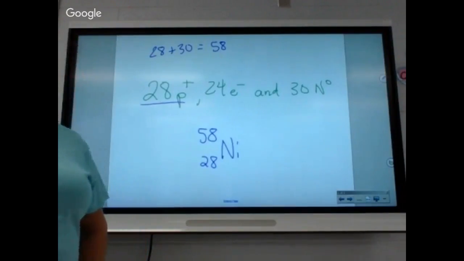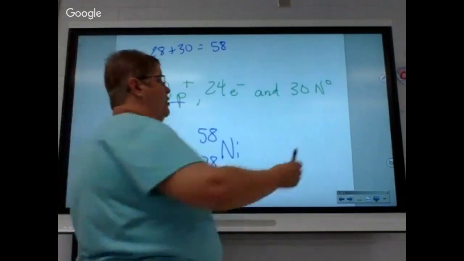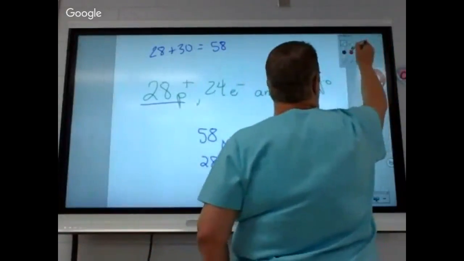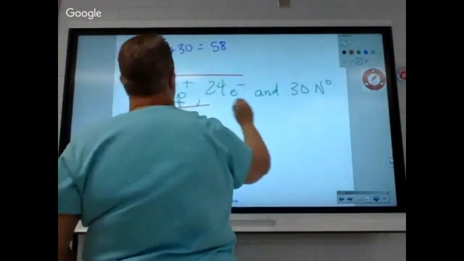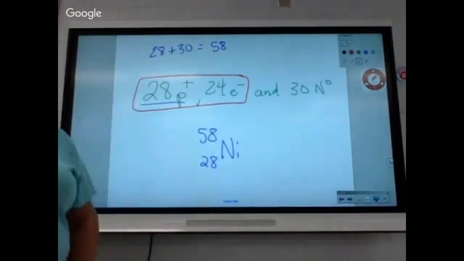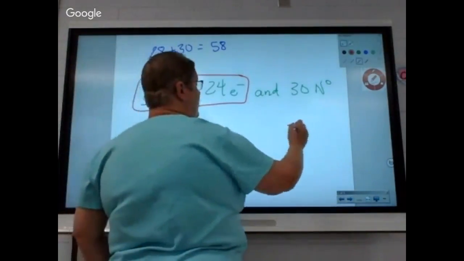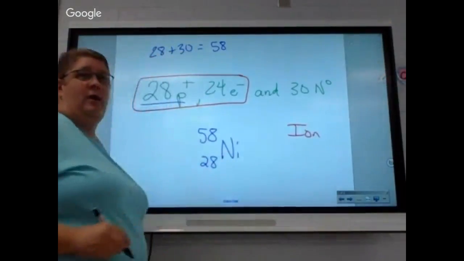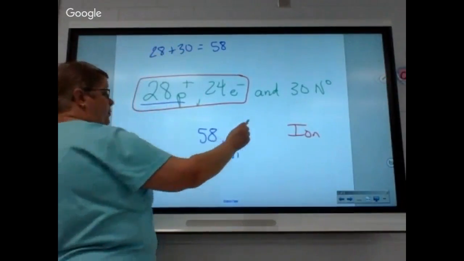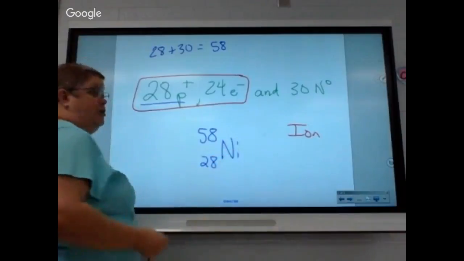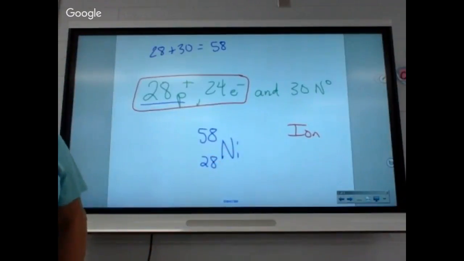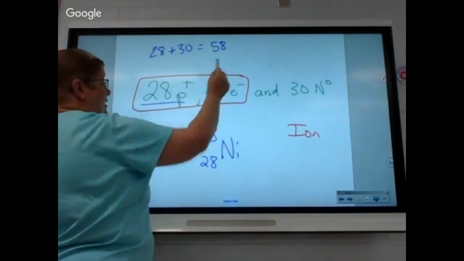Now, those things we all did Friday. The only piece we didn't talk about Friday is, what can you tell me about the protons and electrons right here? They're not the same, right? That tells us that this is an ion. So when I write this notation, I have to put what right here? A charge, right? Now, some of you already yelled out the right answer. So what charge goes there? Well, what's the difference between the protons and the electrons?